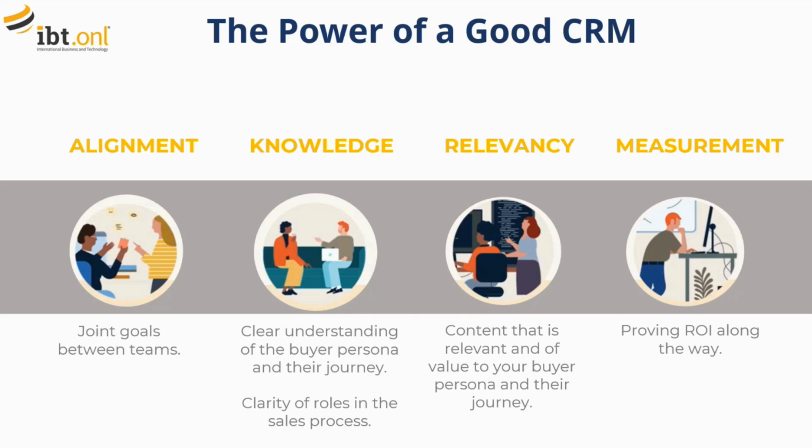So there are a few things that we'll cover in today's masterclass, starting with alignment between teams. So having joint goals between your marketing, your sales, and your leadership, but also knowledge. Having a clear understanding of who your buyer persona is, what the journey looks like, and that brings the relevancy, making sure that you always communicate the right message at the right time, whatever matters to them at that specific point in their journey with you.